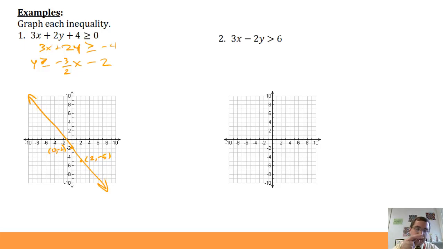Step number 2 is I need to figure out which side of the plane to shade, and then shade it. So I plug in 0, 0, which you'll notice is above the line. I'm going to plug in 0, 0 and see if it works. Is 0 greater than or equal to negative 3 over 2 times 0 minus 2? Well, negative 3 over 2 times 0, 0 minus 2 is negative 2. Is 0 greater than or equal to negative 2? Indeed it is. So I will shade the side of the line that 0, 0 is on.